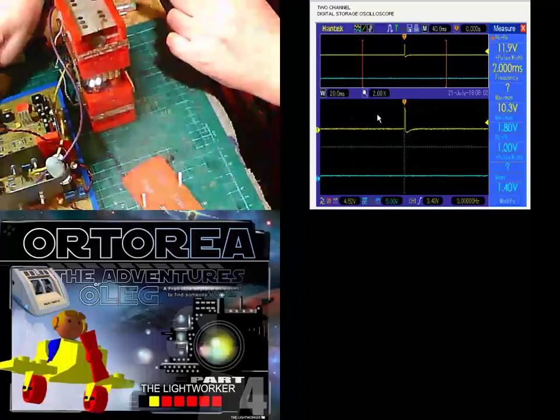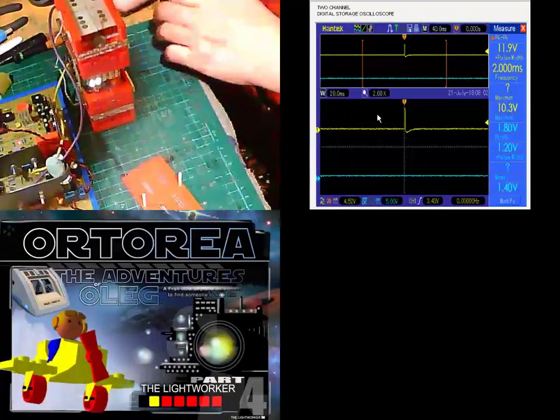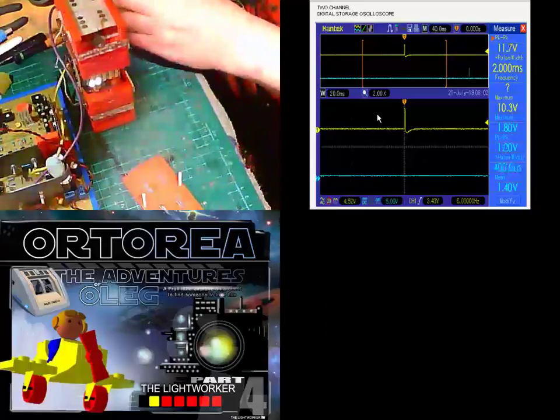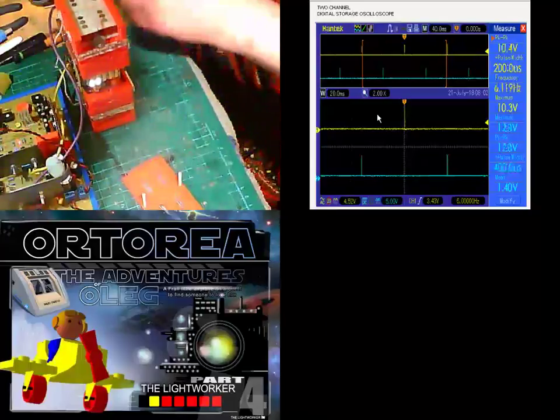Oh, I think I've discharged my supercapacitors. Oops. Yeah, they have to recharge again. Everything's sticking to these magnets.